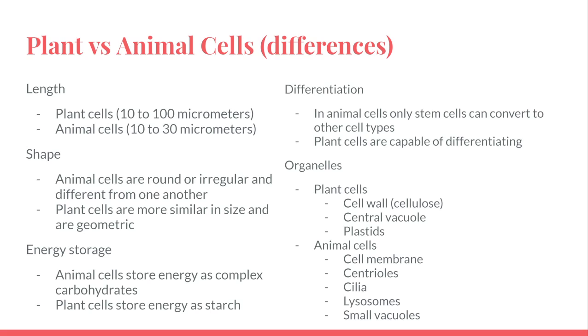When it comes to the organelles, there's a few more differences. Animal cells have a cell membrane, while plant cells have a cell wall composed of cellulose as well as a cell membrane. The cell wall provides tensile strength and protection against mechanical and osmotic stress. It also allows cells to develop something called turgor pressure, which is called swelling.